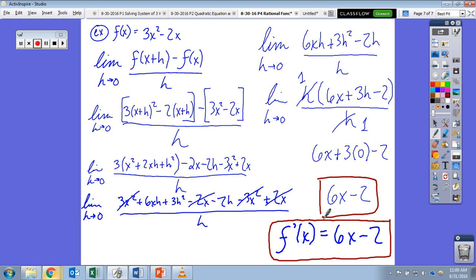Or you're going to hear me say things like f prime of x equals 6x minus 2, which is another way of writing it, there are a lot of different little notation things. So I could say the first derivative of x is 6x minus 2, or I could say f prime of x is 6x minus 2.